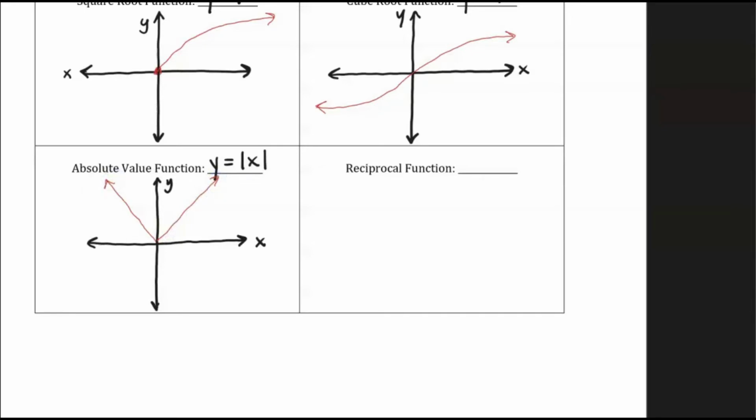And the final parent function that we have is the reciprocal function, which is y is equal to 1 over x. This is probably the most unfamiliar or the strangest parent function that we have. The graph of the reciprocal function consists of two different pieces. There's one piece there in quadrant 1, and then there's another piece down here in the third quadrant.